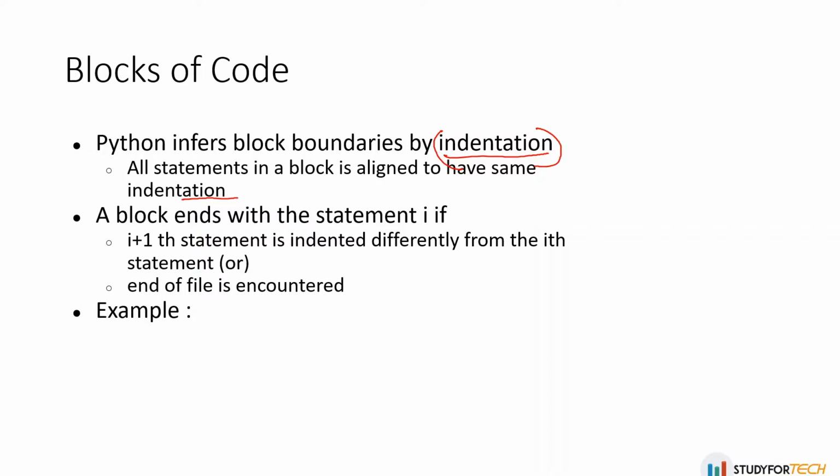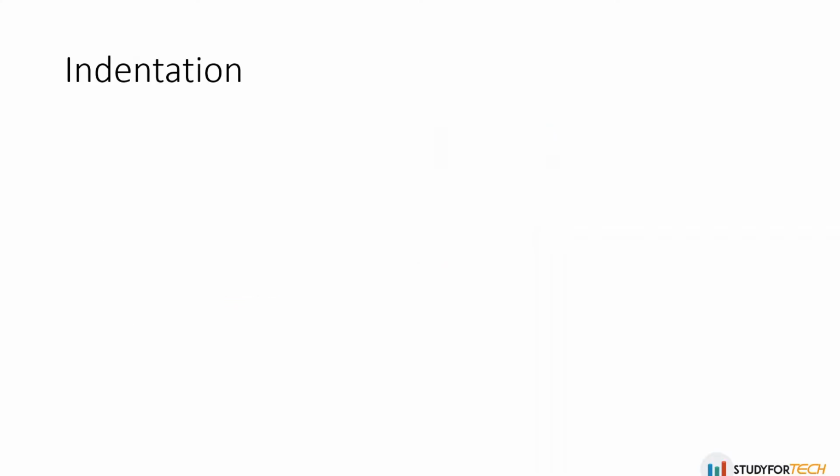A block ends with the statement i if the (i+1)th statement is indented differently from the ith statement, or the end of file is encountered. So let's see what indentation is in detail. Indentation refers to the spaces that are used at the beginning of a statement. By default, Python puts four spaces, but it can be changed by programmers also.